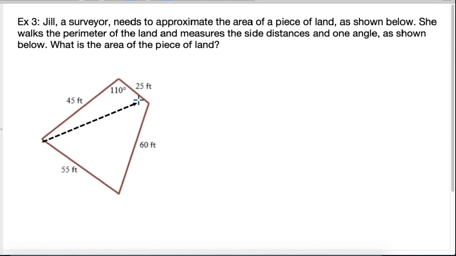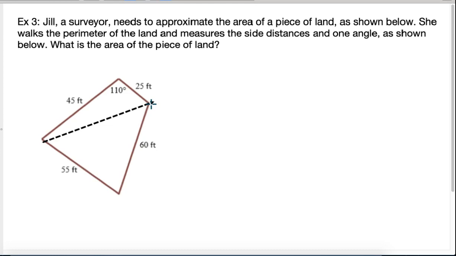In this case, I have to draw my line here to create my two different triangles. Now, if we were given other angles, if we were given all four angles, it actually wouldn't matter if I drew my line here to create two triangles or if I drew my line here to create two triangles. But in this case, since I'm only given one angle, we need to split into two triangles this way.